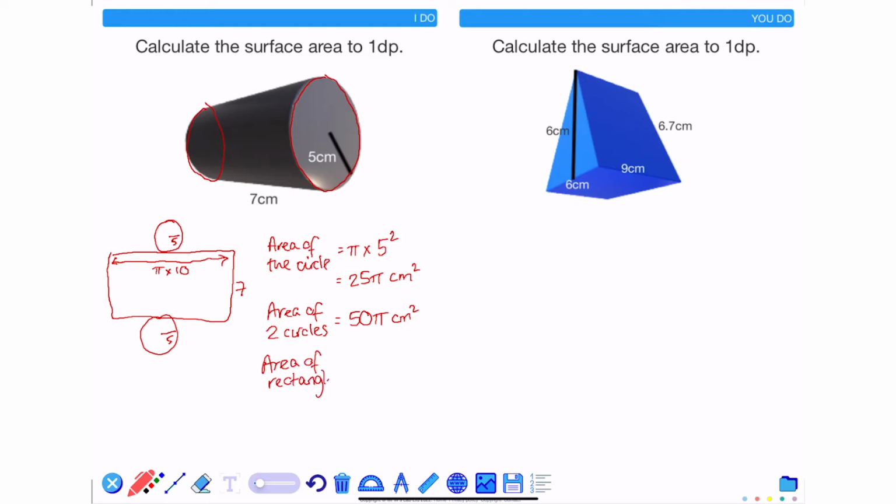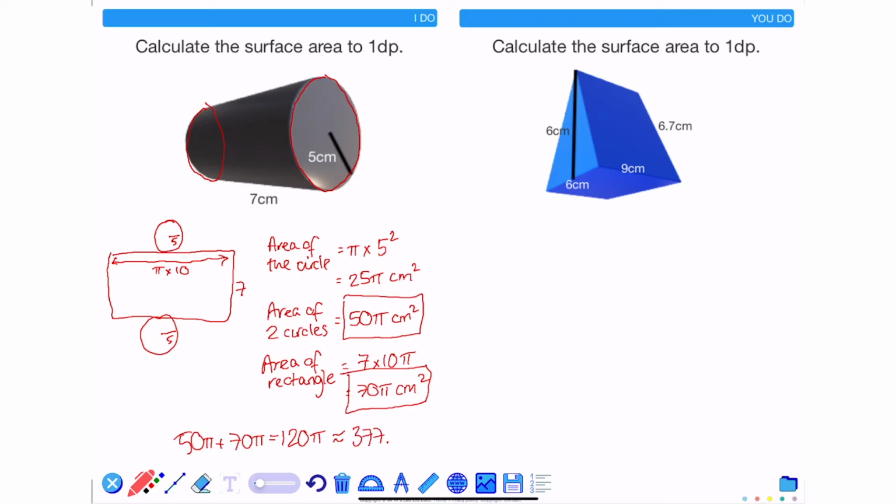The area of the rectangle will be base times height, or length times width, so it will be 7 times 10 pi, which will be 70 pi centimeters squared. The total surface area will be the sum of the two circles and the rectangle. So 50 pi plus 70 pi will give me 120 pi. Typing this into a calculator and clicking equals gives me 377.0 centimeters squared. This is the surface area of the cylinder.